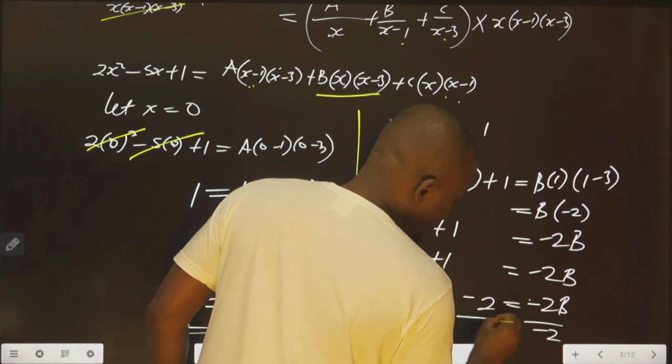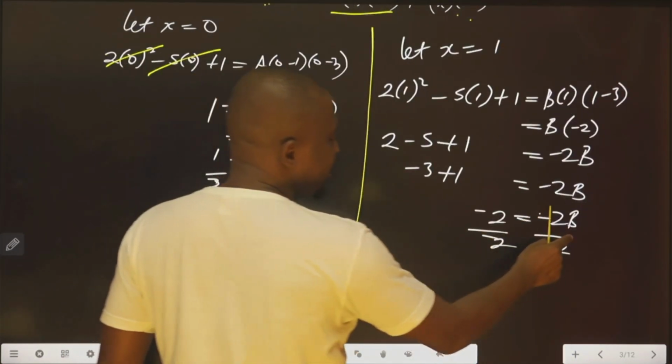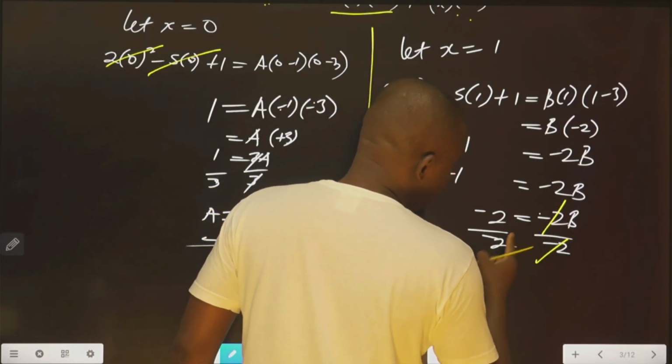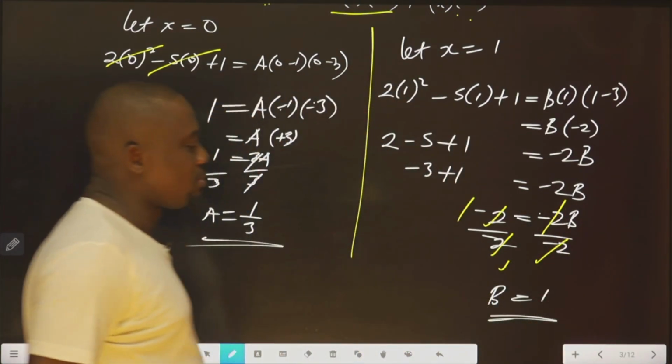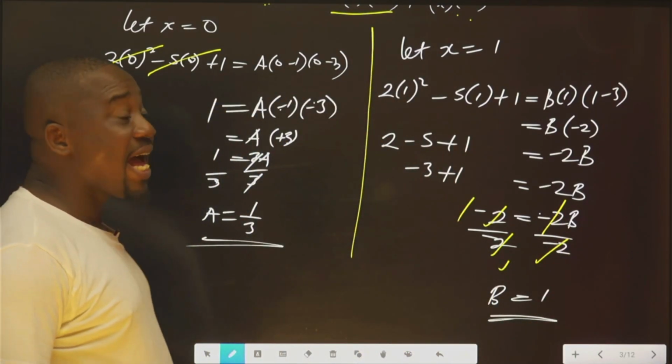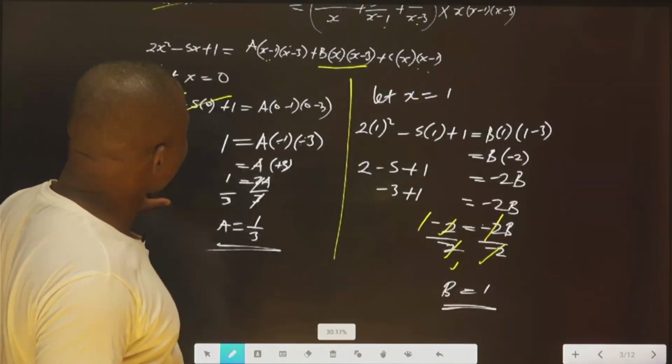Divide both sides by minus 2. Okay, this and this will cancel. This here 1, this here 1. That is b, therefore, is equal to 1. Okay, so what is remaining now is c. Let's go for c.